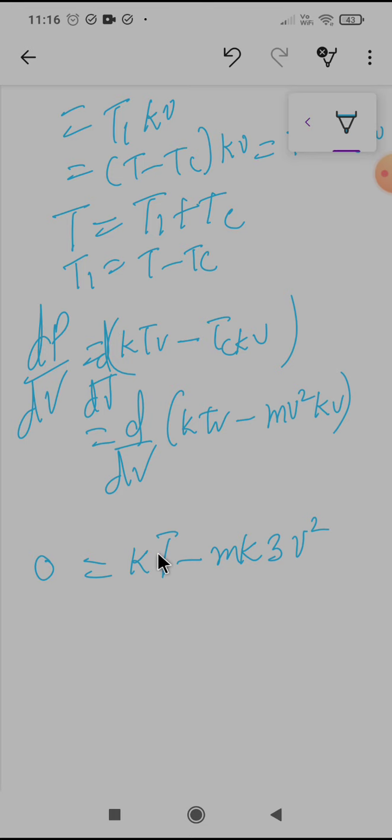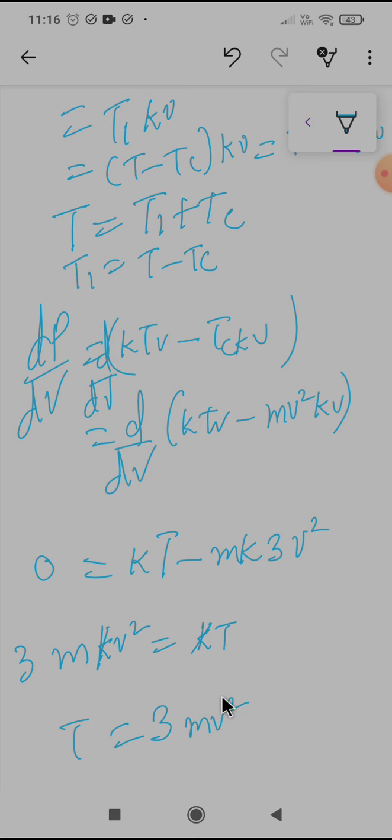If I bring the negative term to the right side, we are left with 3 mk v square is equal to kt. So 3 mk v square is equal to kt. Let's see which terms get cancelled. Here k will get cancelled, so we are left with T is equal to 3 mv square.